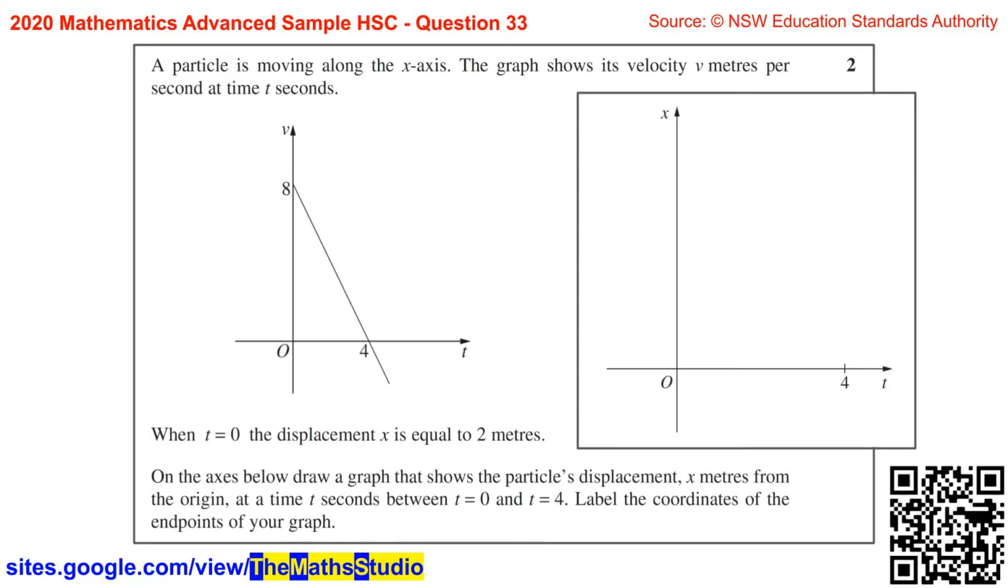On the axes below, draw a graph that shows the particle's displacement x meters from the origin at a time t seconds between t equals 0 and t equals 4. Label the coordinates of the endpoints of your graph.